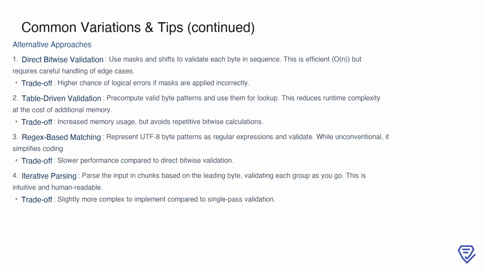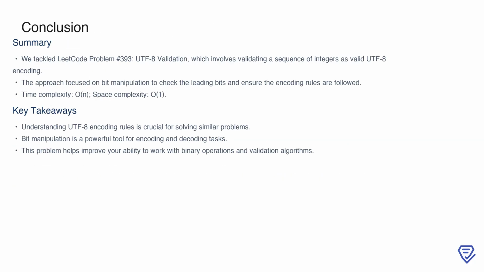A less conventional option is regex-based matching, where you represent UTF-8 byte patterns as regular expressions. This simplifies the coding process but is generally slower in performance. Finally, iterative parsing involves processing the input in chunks based on the leading byte, validating each group as you go. This method is intuitive and easier to follow, but it may be slightly more complex to implement compared to a single-pass solution. Each of these approaches has its strengths, so the best choice depends on the specific context and constraints of the problem. Great job!